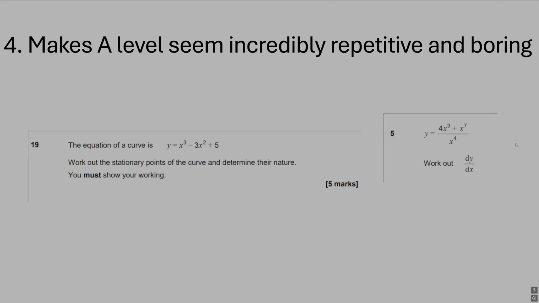Stuff like this, just work out dy by dx. This barely comes up on A-level, and if it does, then it'll be a 2-mark question with an easy function and not something boring like this.